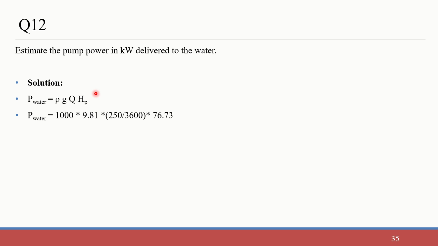After substituting everything, we will be getting the value as 52,272.3 watts, and in the question it is mentioned that pump power estimation is required in kilowatts. So we are just dividing it by 1000 and using the kilowatts unit, which gives P equal to 52.27 kilowatts. So that is for question 12.